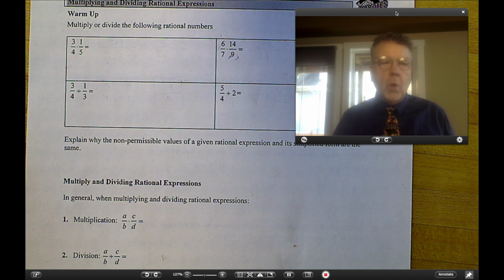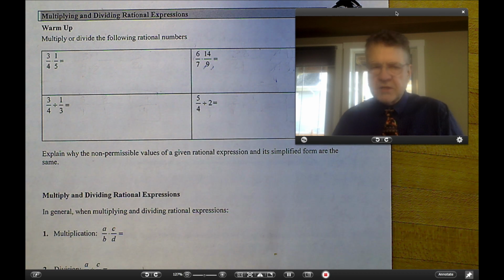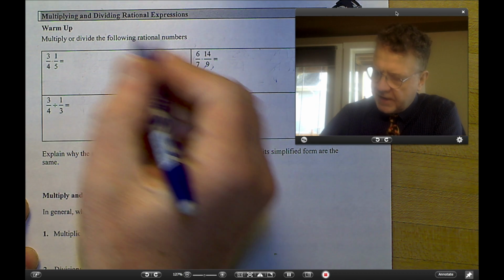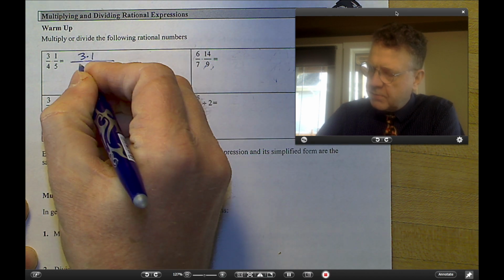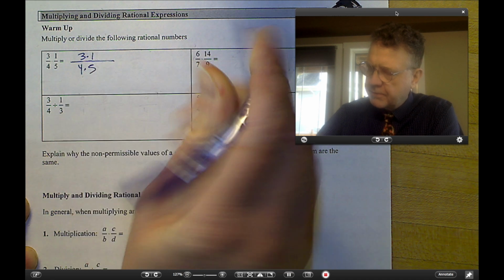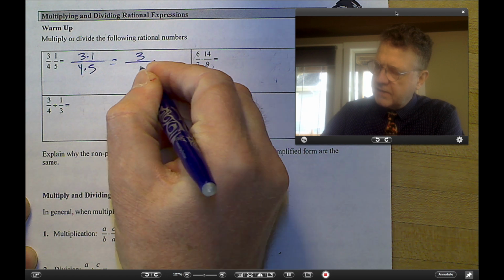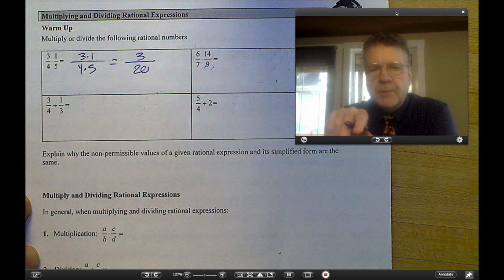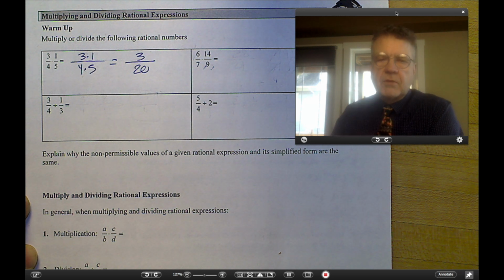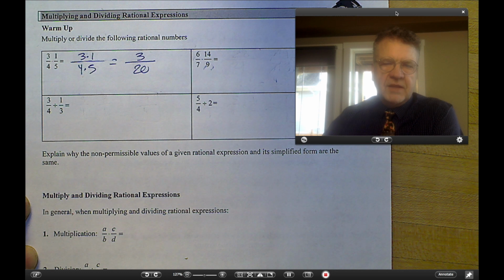This is page 139 of your workbook. And we're just going to remind ourselves how we multiply fractions. Well, how do you multiply fractions? You multiply the numerators by each other, and you multiply the denominators by each other. And when you do that, you get an expression that might look like this. And in fact, there's your answer. Now, there are no non-permissible values, because there are no variables in here, and thus there is nothing to restrict what the possible answers could be. These are the answers, easy as that.